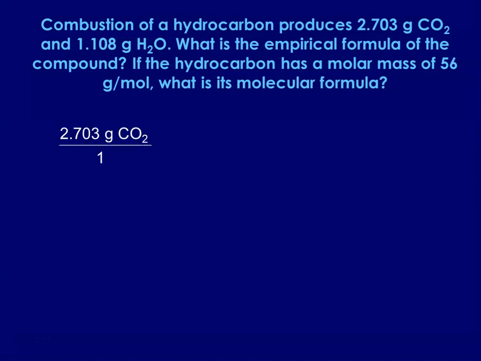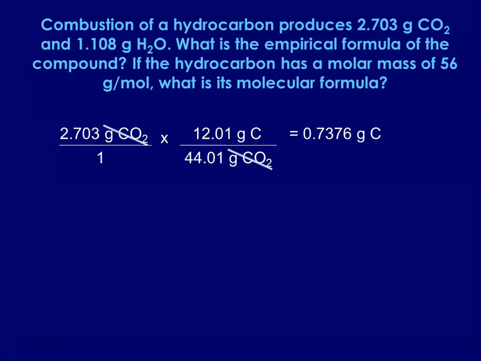So if we started with 2.703 grams of carbon dioxide, we know what the relationship is between carbon dioxide and carbon in this compound. The molar mass of carbon dioxide is 44.01, one C and two O's. And because there's only one carbon in CO2, the mass of carbon would be 12.01 towards that 44.01 grams. The grams of CO2 cancel out, and when I multiply and divide, I get that 0.7376 grams of that compound, the 2.703 grams of CO2, was made of carbon. Again, we're assuming everything went perfectly. That's the only way you can really do problems like this.